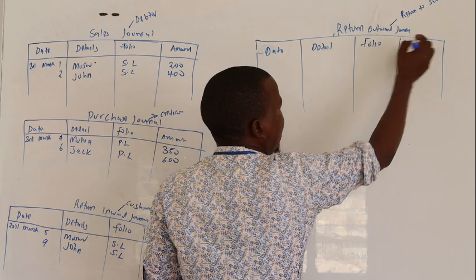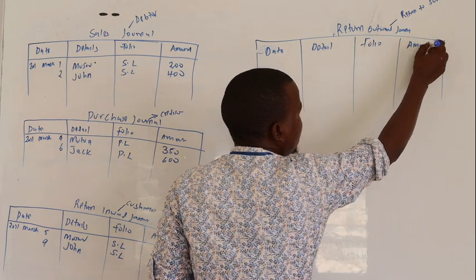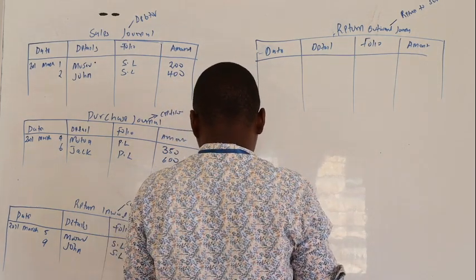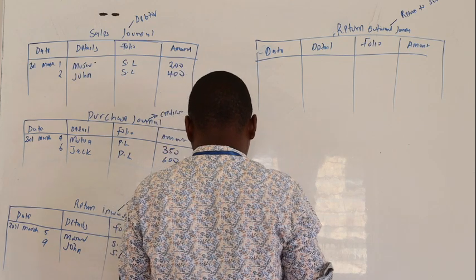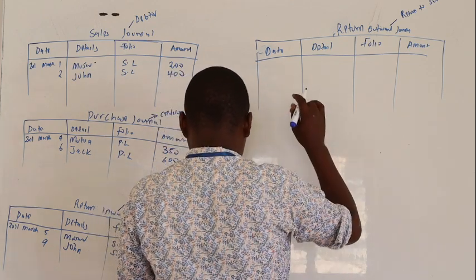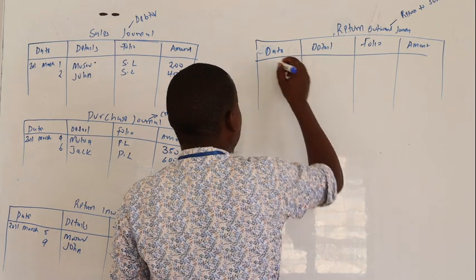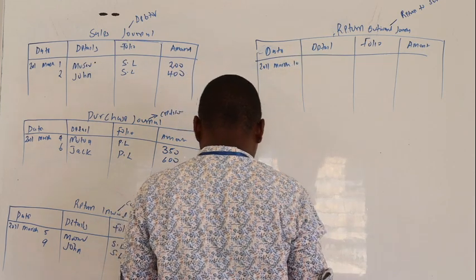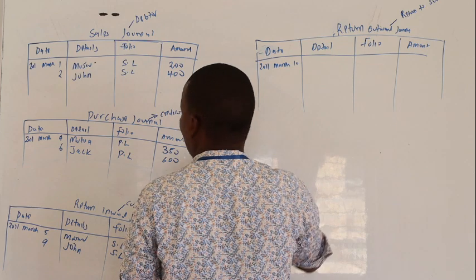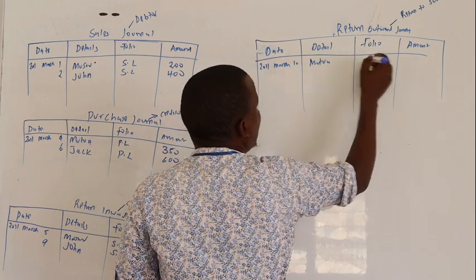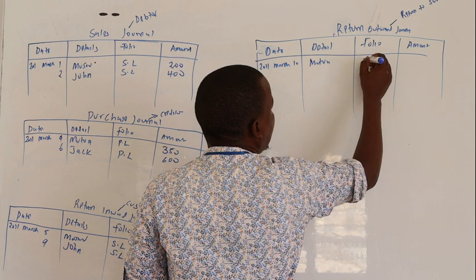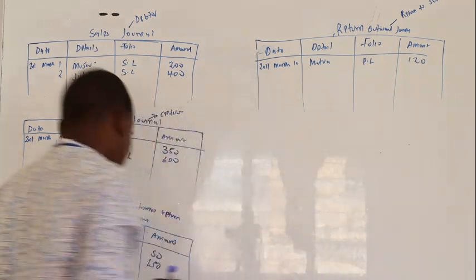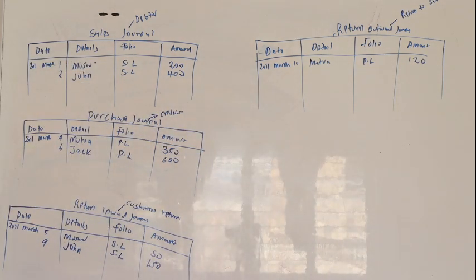Folio, the page number, and also the amount. So we are talking of date 2011 March. Date 10, Mutua returned. So it is Mutua. Mutua is found on the purchase ledger and as returns worth 120. Return to Mutua. Tumemrudishia. Mutua alikuwa ametuzia.